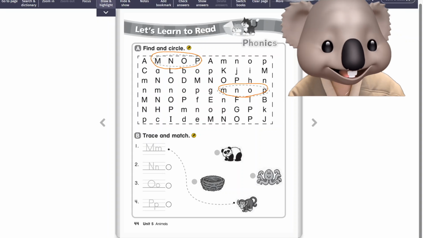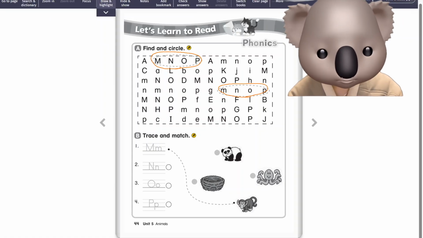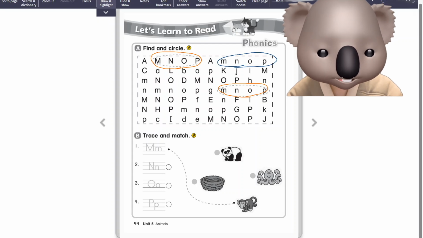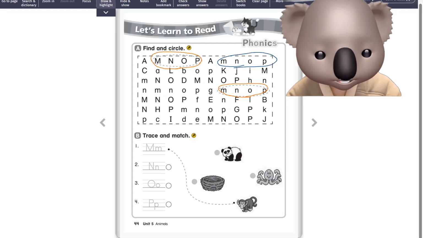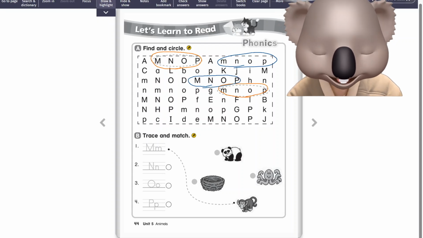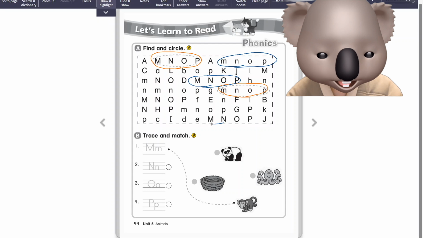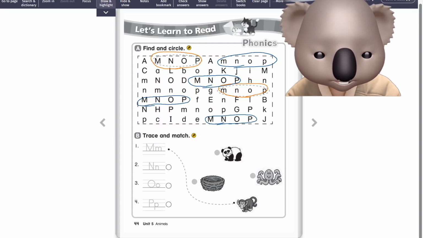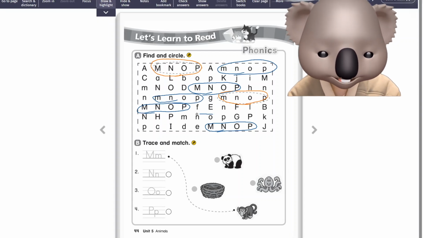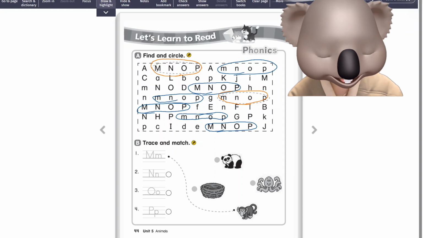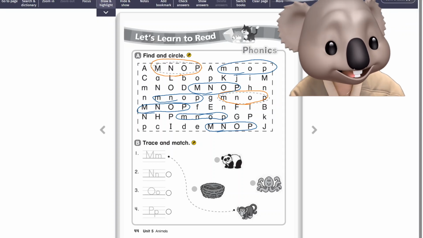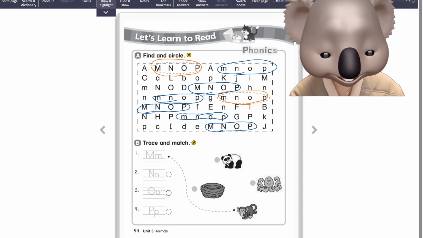Good luck! Ready? We have MNOP, lowercase there, MNOP, uppercase or capital letter there. We have MNOP, MNOP, MNOP, and last we have MNOP. Great job! Check your answers and let's go to part B.